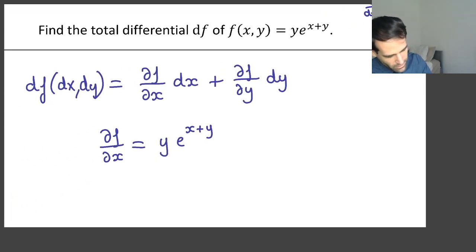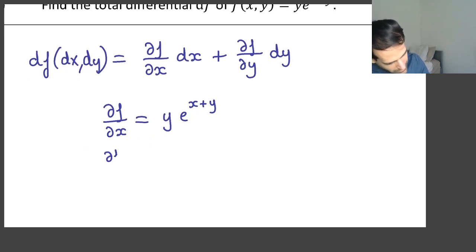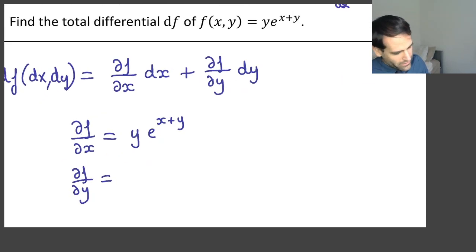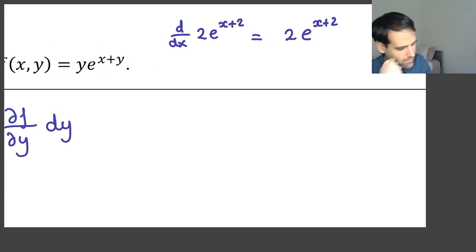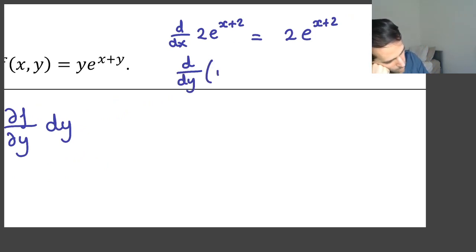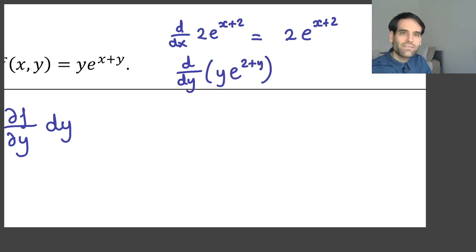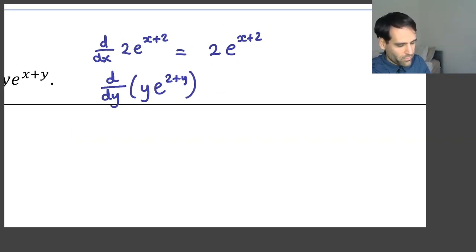Okay? Now, what about the partial of f with respect to y? That gets even more interesting, because now we have two functions of y multiplied together. So we have to use the product rule. Okay? So let's remember from last semester, what would be the derivative with respect to y of y times the exponential of 2 plus y. So I substituted x by 2 so that it is a constant. Okay? What is the derivative of this? We need to use the product rule.